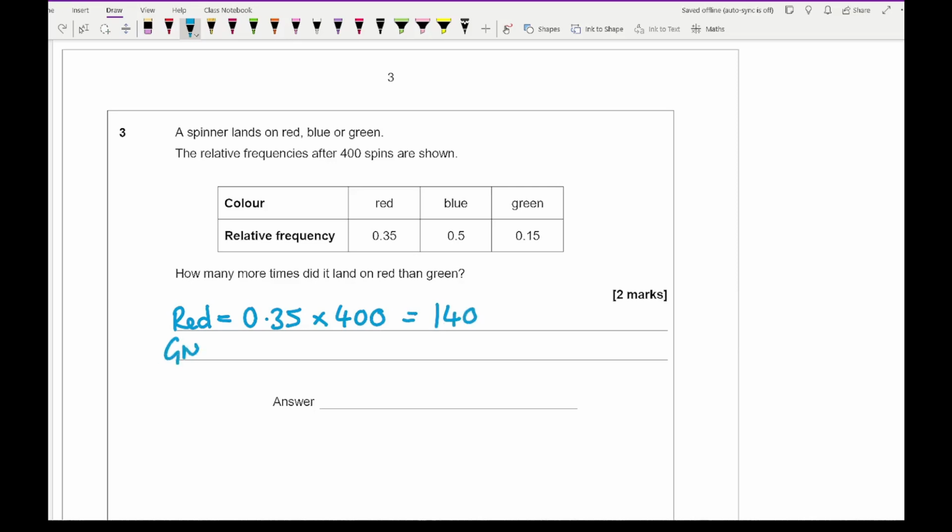Then I want to work out how many there were for green, so I do exactly the same, but this time it's going to be 0.15 times 400, and then enter on my calculator, get 60, and then I just want to work out the difference, which is 80.